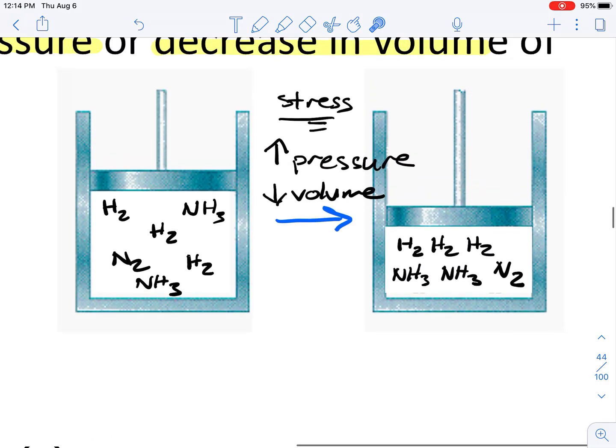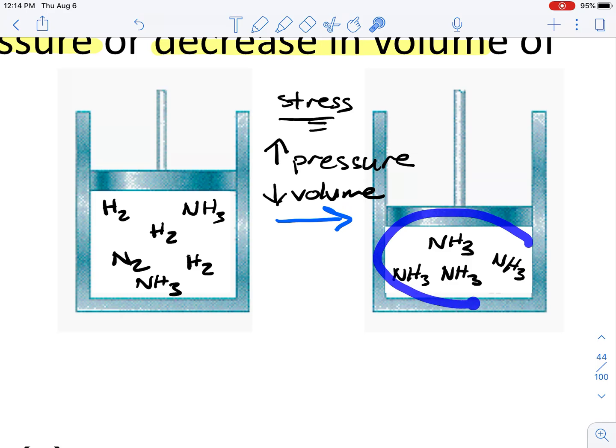We're going to take all 3 of these hydrogen gases and 1 of these nitrogen gases, and we're going to create 2 more NH3s. Do you see how the shifting of the equilibrium in favor of the side that has the least number of particles alleviates the stress? There's more room for these particles to move around compared to the previous example.